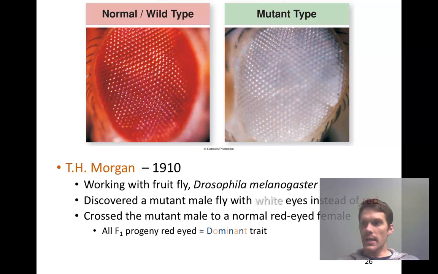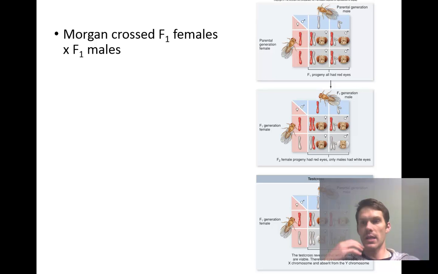What he noticed was that he had male flies, some of them with a white eye, and usually the eyes are red, but he didn't find any females with this trait. So he crossed a mutant male, the ones that had white eyes, with a female that has red eyes, and he found that all the F1 progeny, males and females, had red eyes. So he concluded that this was a dominant trait.